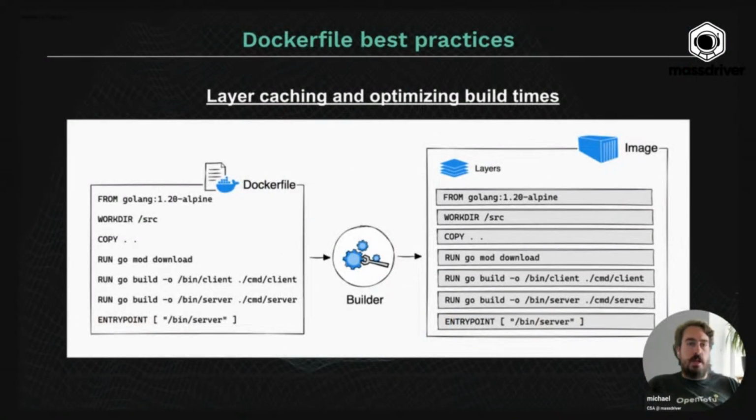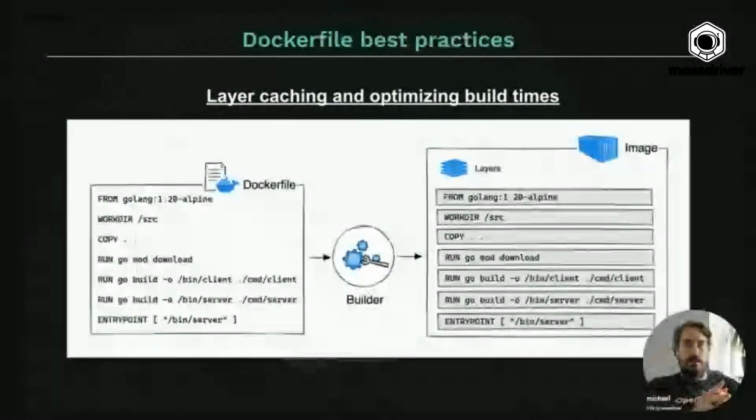So let's talk about some Dockerfile best practices. We're going to wrap up the theory of this video by discussing the best practices for Dockerfiles. We're going to be specifically focusing on layer caching, the .dockerignore file, and multi-stage builds. We'll start with layer caching and how to optimize build times.